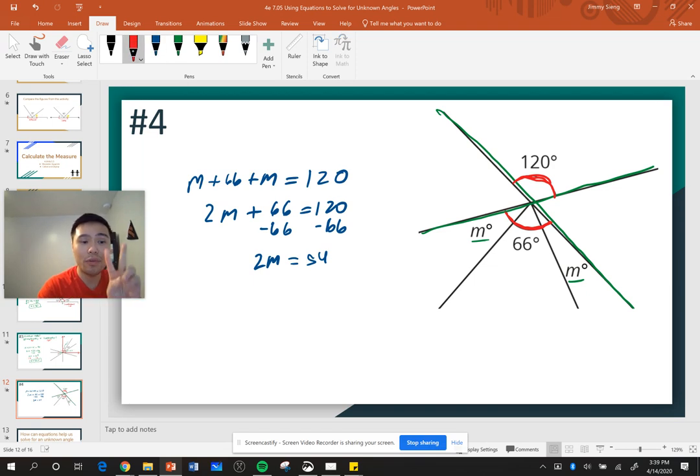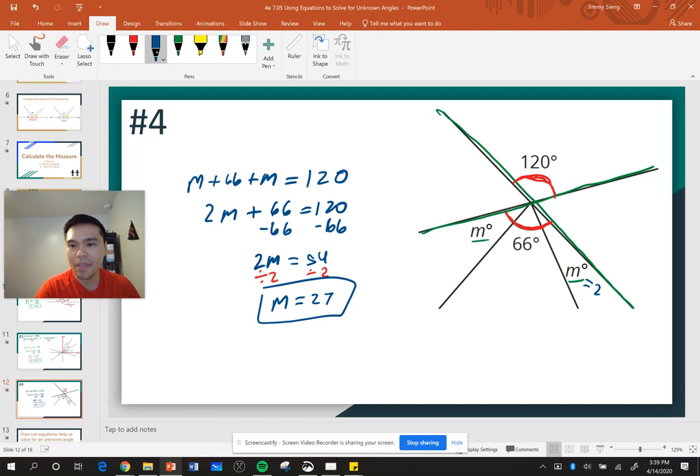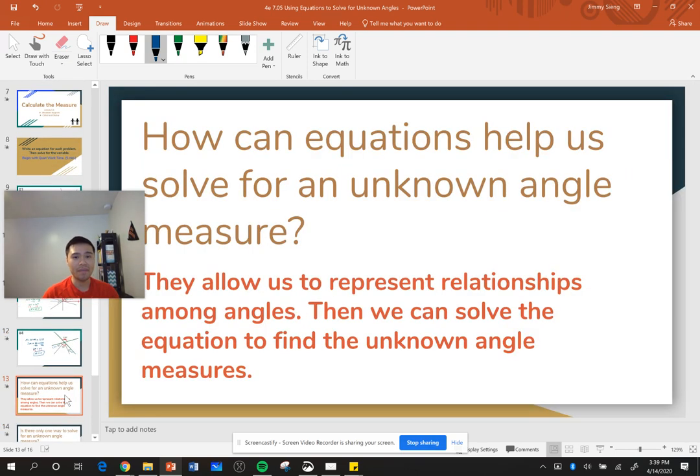Last thing, I have two of them. I want one. I need to know how much one is, so I need to divide the numbers by 2. So now one of those M's is equal to 27. Again, those M's equal to 27. Add them up. That should give you 120, which is the opposite angle, or the vertical angle, of that pair, or those triples, right? Okay, so that's pretty much it.